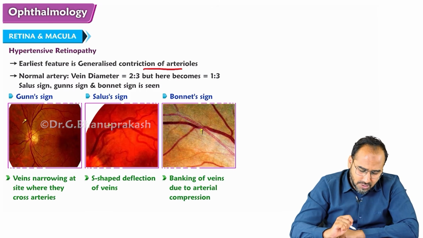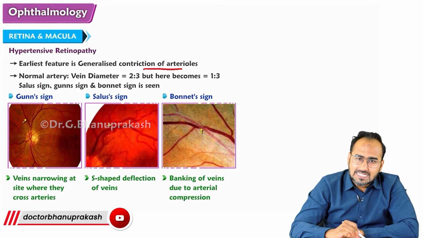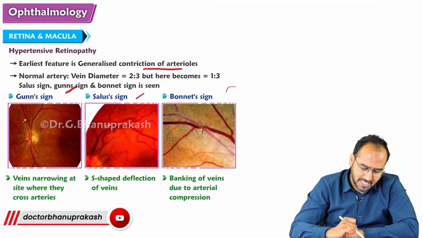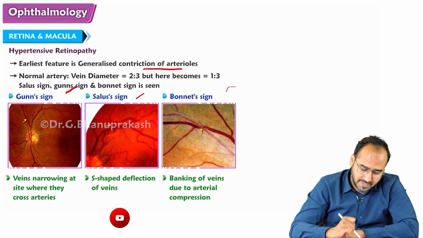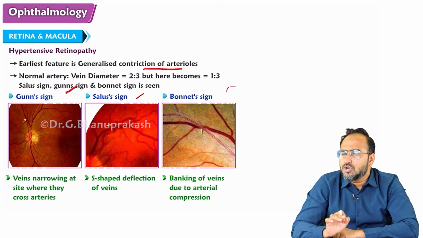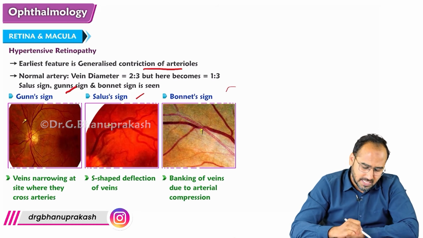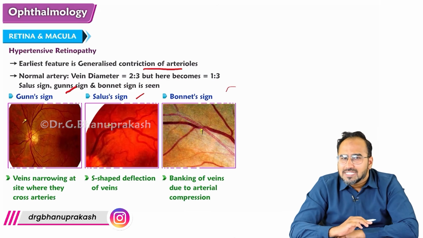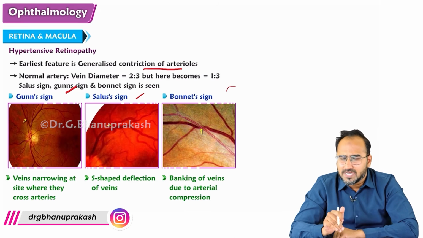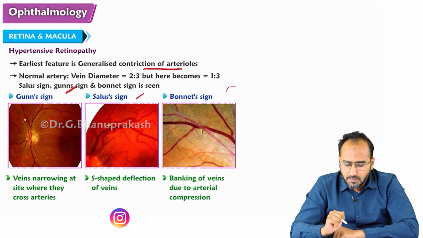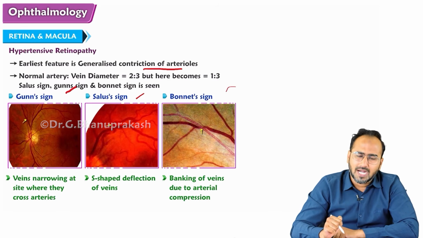In hypertensive retinopathy, there are some signs that you see. First sign is called the gun sign. Second is called the Salus sign. And third is called the Bonnet sign. Gun sign, meaning what? Narrowing of the veins at the arteriovenous crossing. That is called gun sign. Salus sign is deflection of the veins, the vein getting deflected. That is called Salus sign. Next is the Bonnet sign. Bonnet sign is banking of the veins due to arterial compression.